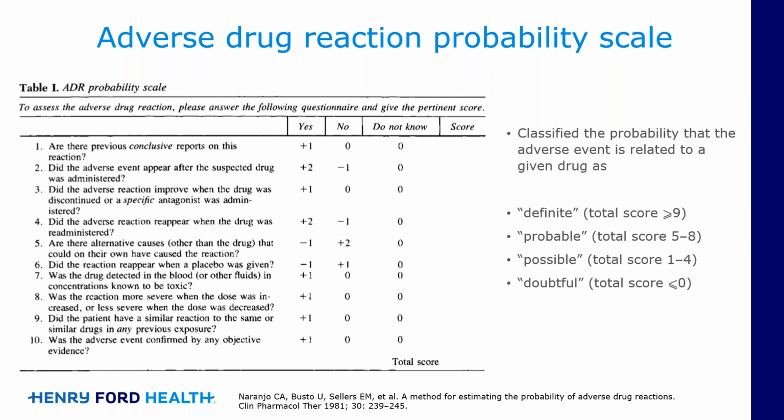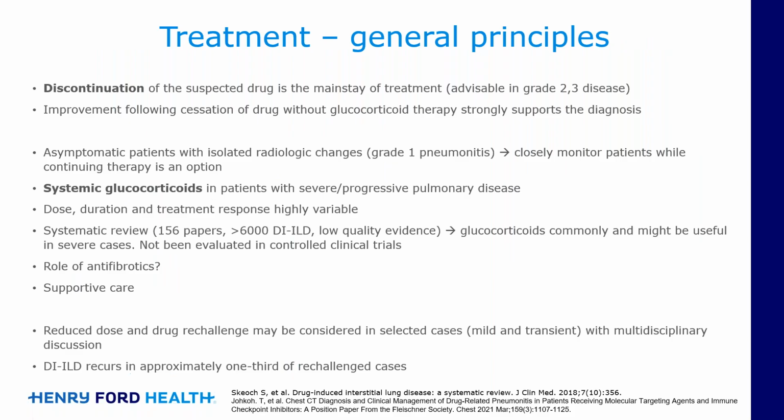So looking at a number of questions, based on scoring for these questions, we can provide a probability of how likely it is that the patient has drug-induced ILD, with a score of more than 9 being definite, to a score of 1 to 4 being possible. In terms of treatment, overall, discontinuation of the drug is the mainstay of treatment, and improvement after stopping the drug, with or without, especially without steroid therapy, really supports the diagnosis.